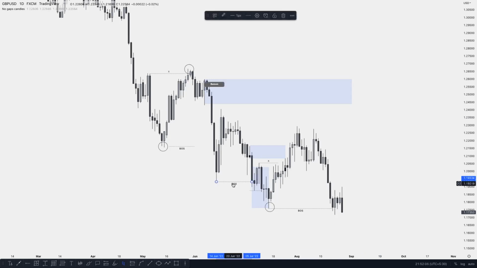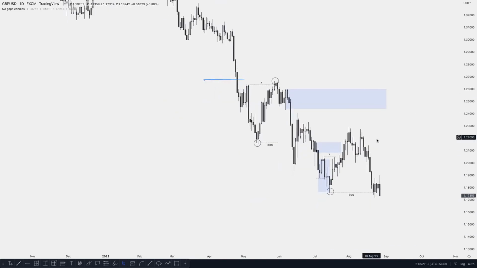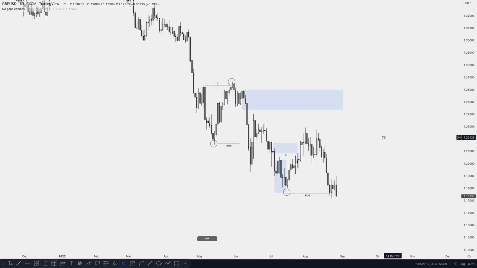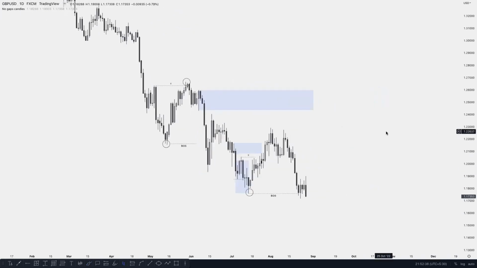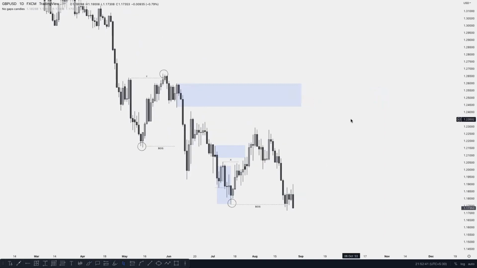Okay, exactly. Perfect. This one is our break of structure, and this one is a low confirmed here. Correct? Exactly. On this side, the market did not take out the inducement. That's why this low is not confirmed. Okay. Correct. Exactly.